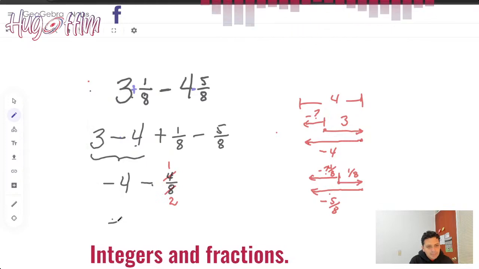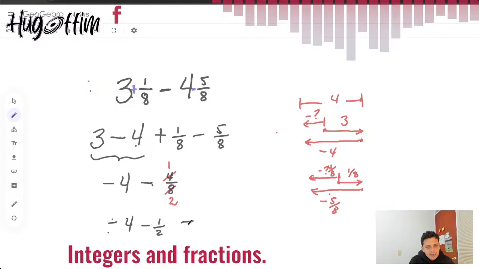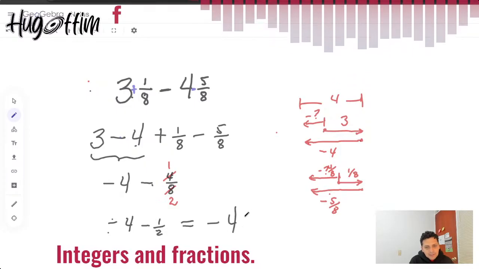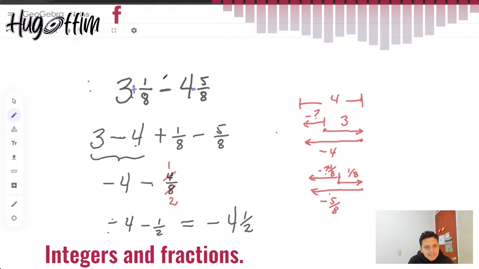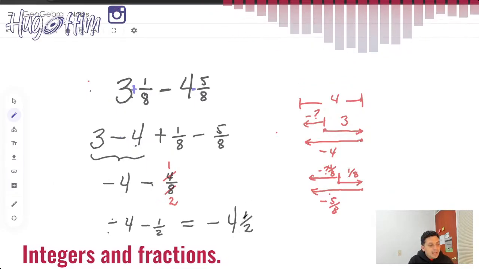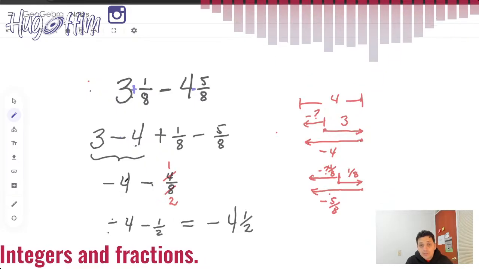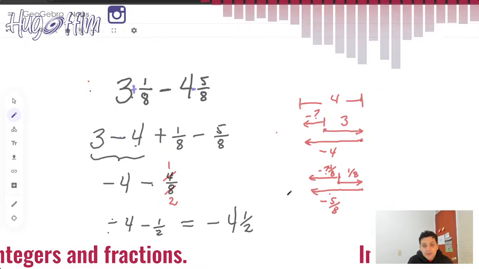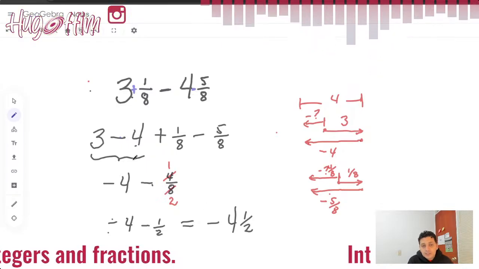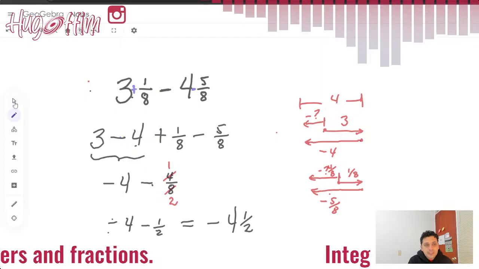So I'm going to get minus 4 minus 1/2. As both have the same sign, I can write it as minus 4 and 1/2. This is how you can work out addition and subtraction of fractions or mixed numbers in this case. So we're going to separate wholes with wholes, or integers with integers, and fractions with fractions to perform the operations.